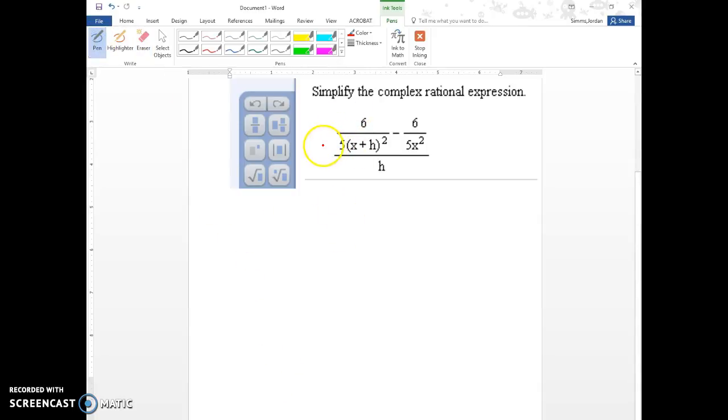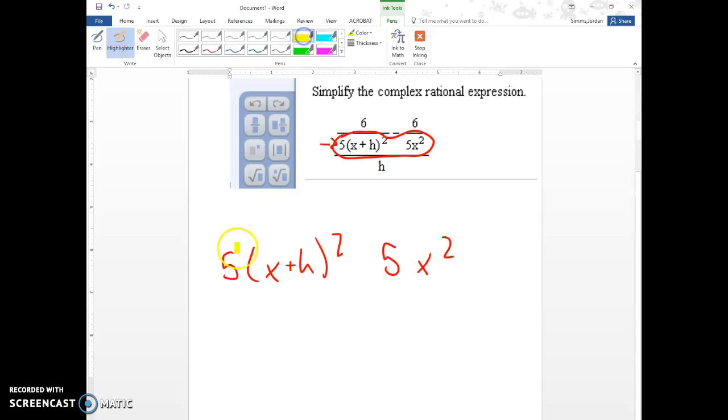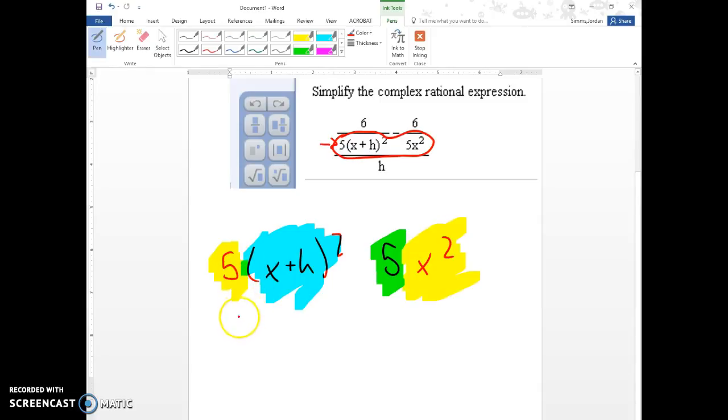Let's take a look at this now, and I'm really just talking about the denominators here and here. So if we look at this factored completely, we have 5 times (x plus h) squared, and we have 5 times x squared. So each of these is a factor. Here's one factor. Here's another factor. Here's our third factor. And I'll do yellow again. Here's our fourth factor. These are all factors, they're numbers multiplied together. That's what a factor means.